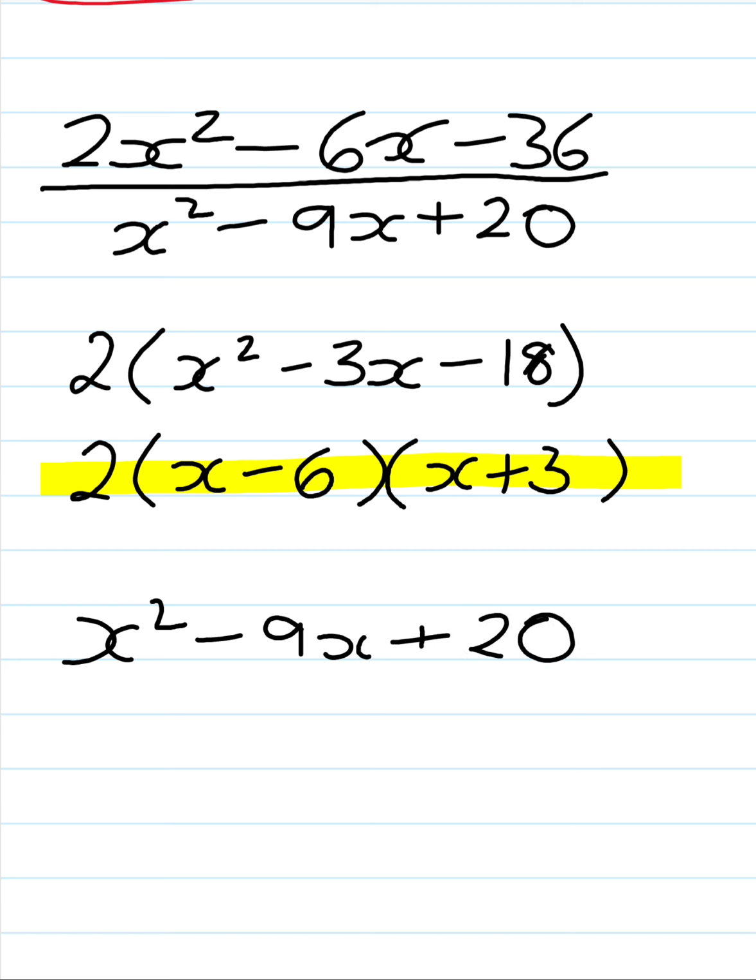Once again, we're looking for two numbers that will multiply to 20 and add to minus 9. The two such numbers are minus 4 and minus 5, because minus 4 times minus 5 is 20, and minus 4 plus minus 5 is minus 9. So let's go ahead and put those into our brackets.